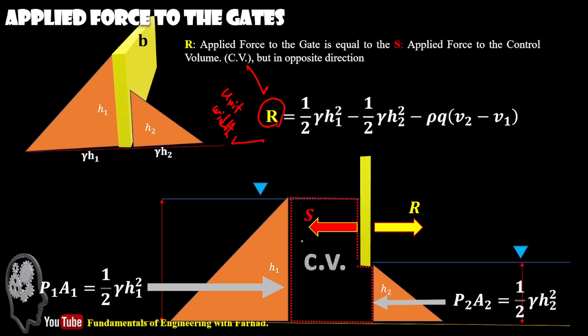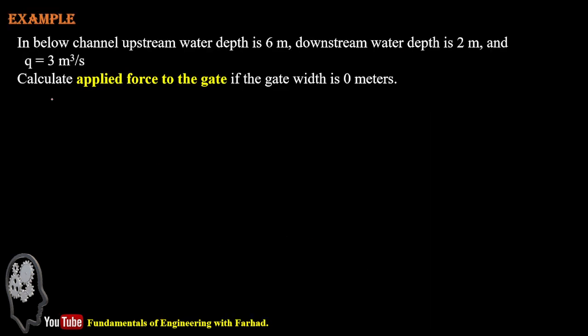And then, for example, for 30 meters of width, you have to multiply R prime, which is R times 30, or 20, whatever your width is. This is the unit force. So let's put it into an example.